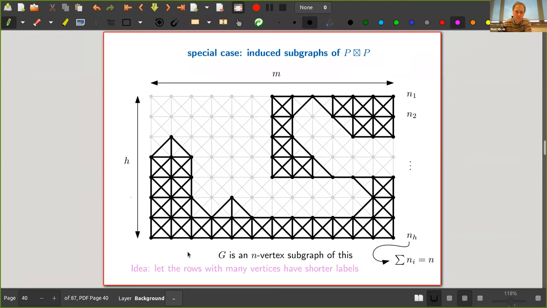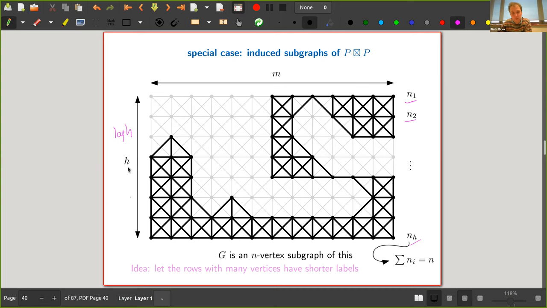And now, what are we going to do? First we use some standard tricks from the labeling scheme business. Look, each path in a row has some size. The sum of the sizes is n. And now the idea is that instead of encoding the length of the row blindly using log h bits, we shall insist, that's the first idea.